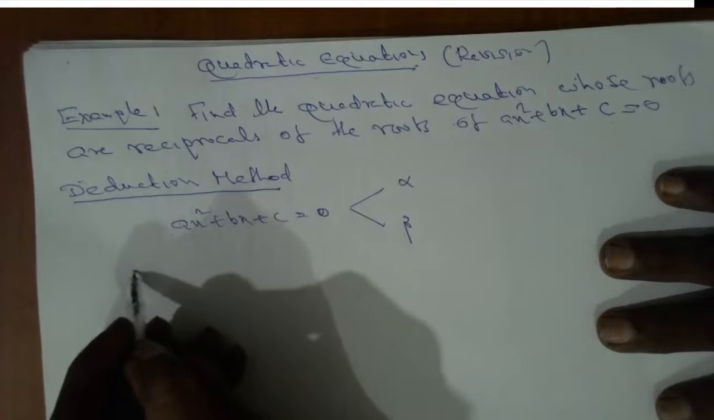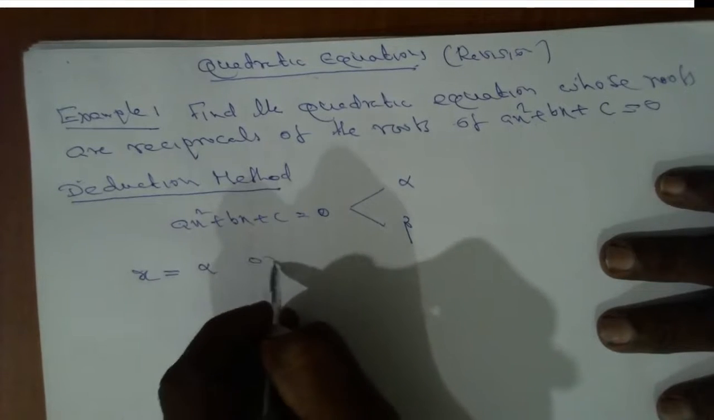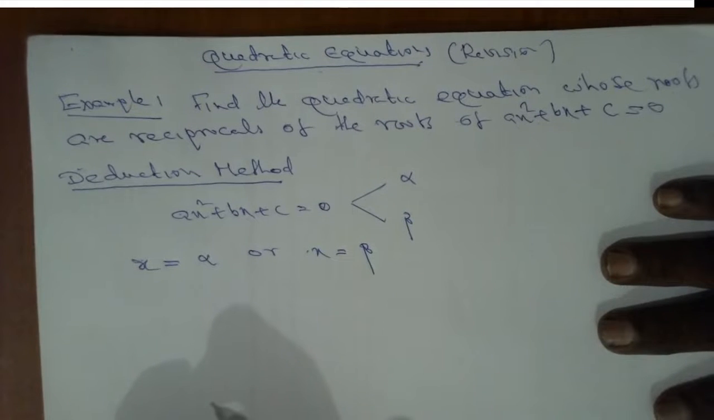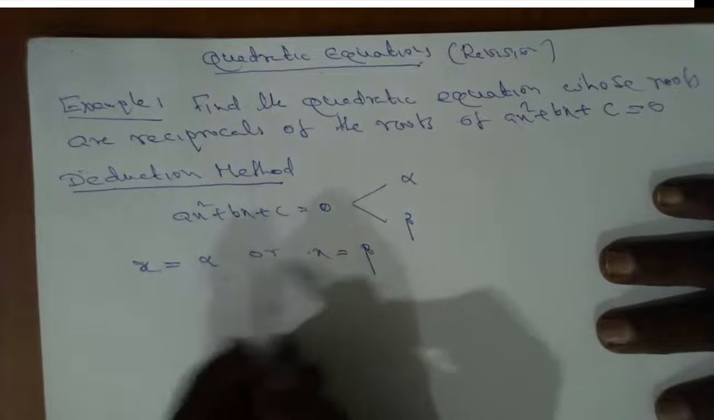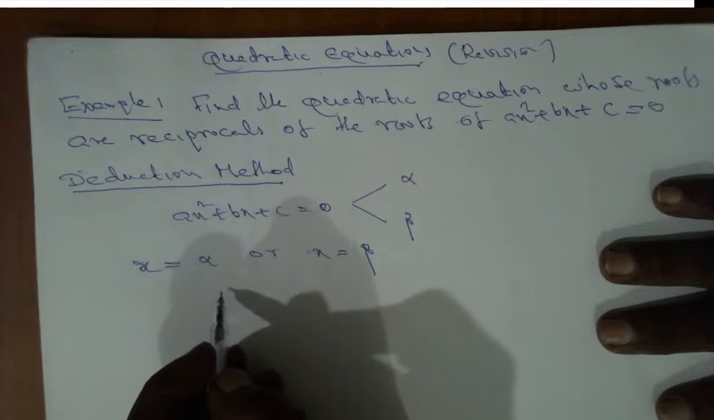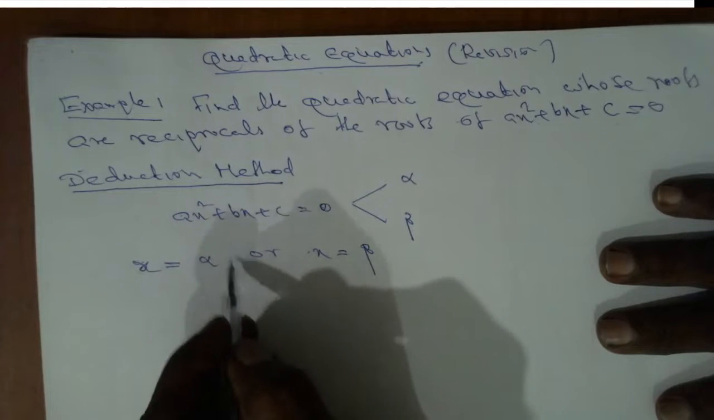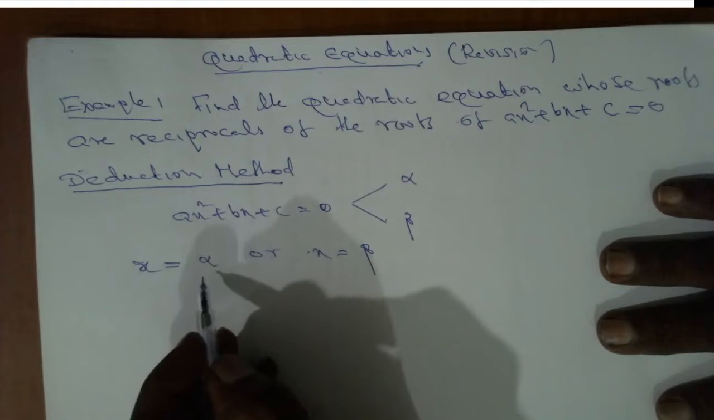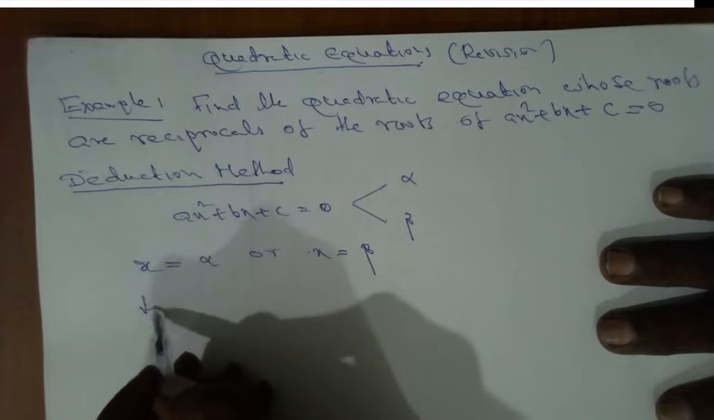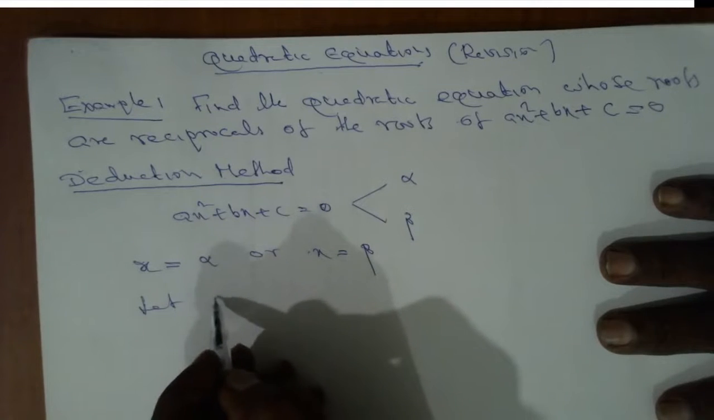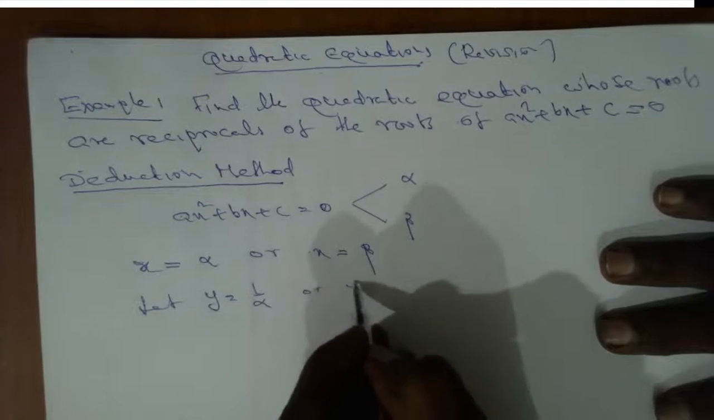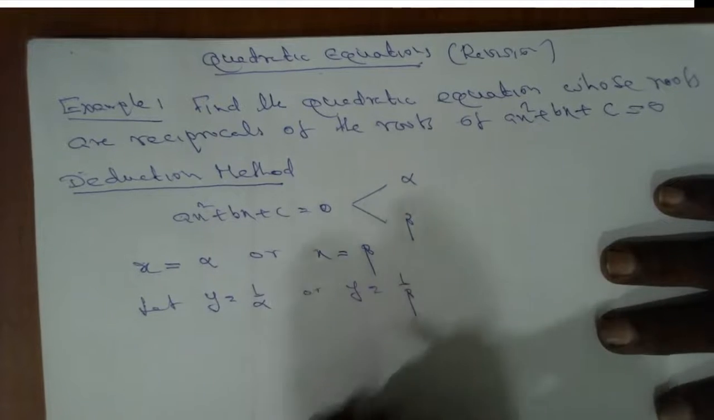So you can take x equals alpha or x equals beta, right? Then the reciprocals of these roots are 1 over alpha and 1 over beta, right? Let y equals 1 over alpha or y equals 1 over beta, right?